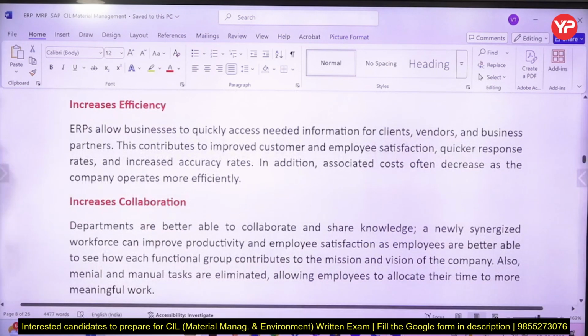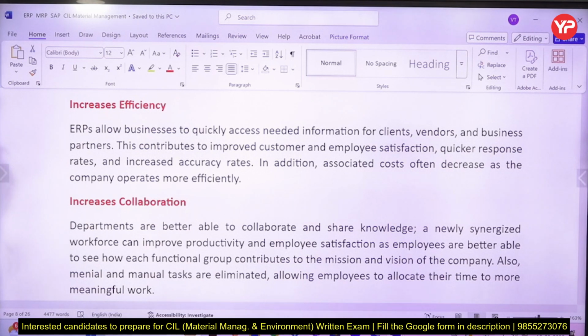Efficiency gets improved. Whenever information to the client, vendor, business partners is provided, obviously efficiency gets improved. Customer and employee satisfaction increases, response rate increases, accuracy rate increases. The cost of ERP eventually decreases because companies start performing at higher efficiency. When companies are working at higher efficiency, then cost eventually will decrease.